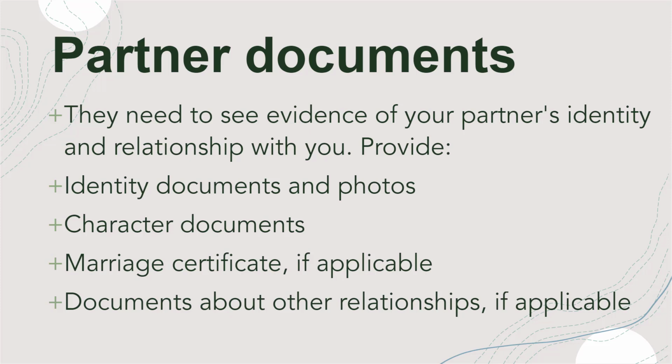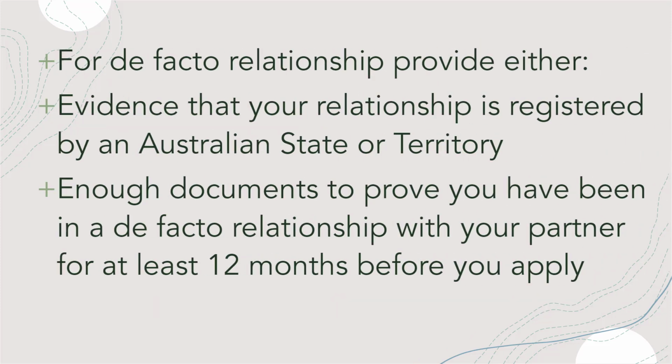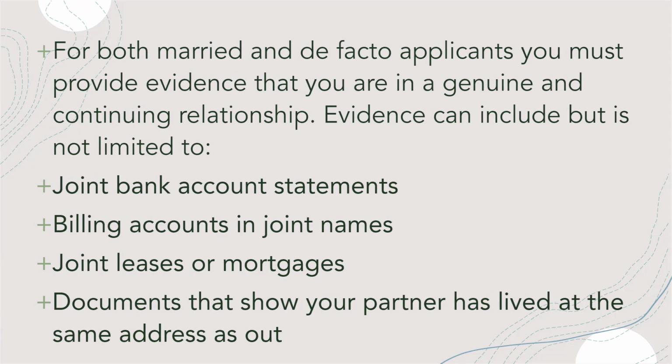Character documents, marriage certificate if applicable, and documents about other relationships if applicable. For a de facto relationship, provide either evidence that your relationship is registered by an Australian state or territory, or enough documents to prove you have been in a de facto relationship with your partner for at least 12 months before you apply. For both married and de facto applicants, you must provide evidence that you are in a genuine and continuing relationship. Evidence can include, but is not limited to, joint bank account statements, billing accounts in joint names, joint leases or mortgages, and documents that show your partner has lived at the same address as you.